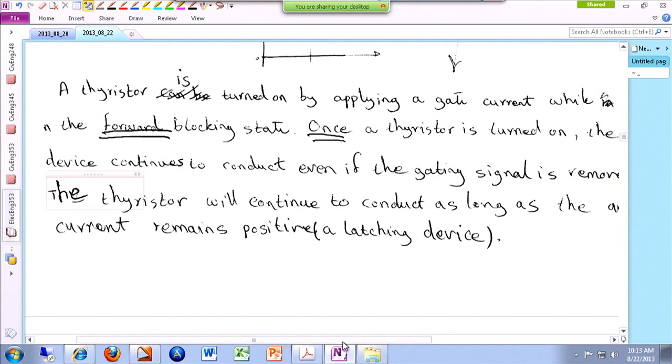We are going to have an example of how the thyristor is going to turn off when we talk about half-wave rectifiers or full-wave rectifiers. Just bear with me, and we are going to actually cover it later. All right, any questions so far? Okay, no questions.